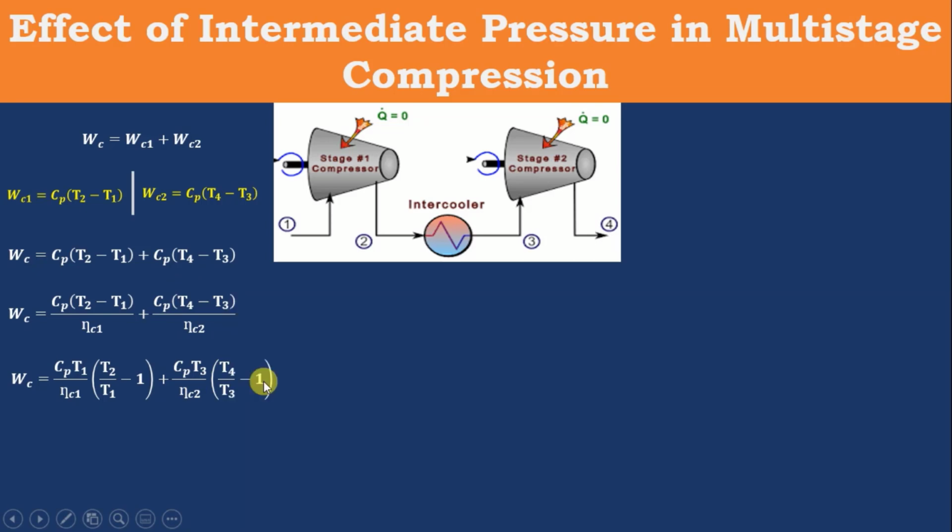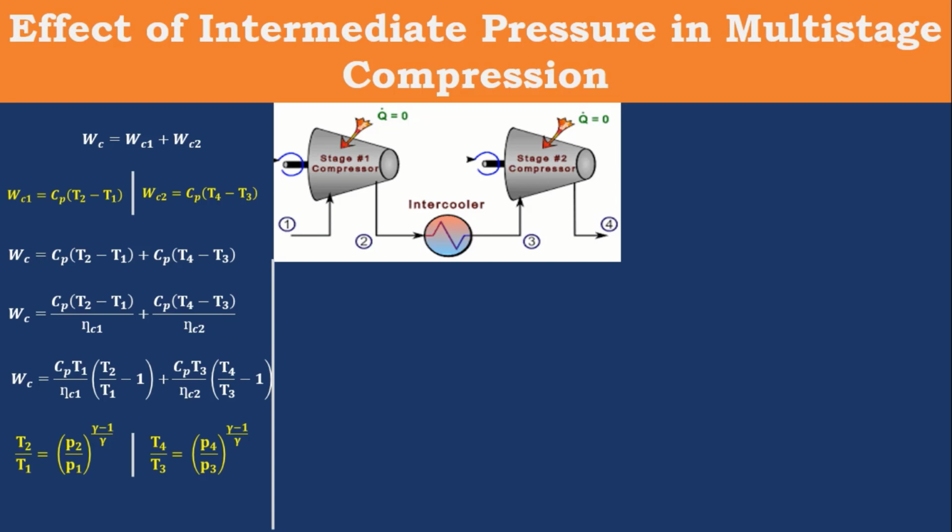We know that from adiabatic expression, T2 divided by T1 is equal to (P2 divided by P1) whole power (gamma minus 1) divided by gamma. Similarly, T4 divided by T3 is equal to (P4 divided by P3) whole power (gamma minus 1) divided by gamma. Just substitute this equation in above equation. You will get Cp T1 divided by first compressor efficiency [(P2 divided by P1) whole power (gamma minus 1) divided by gamma, minus 1] plus Cp T3 divided by second compressor efficiency [(P4 divided by P3) whole power (gamma minus 1) divided by gamma, minus 1].